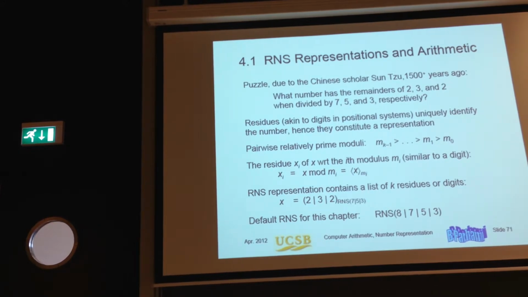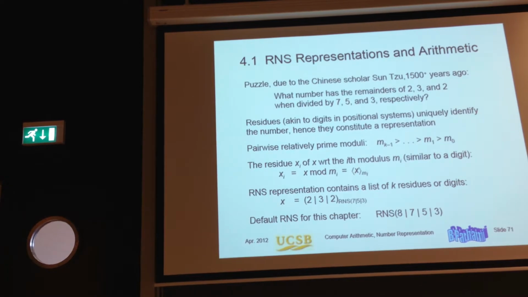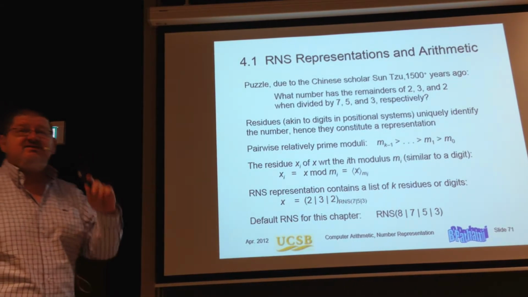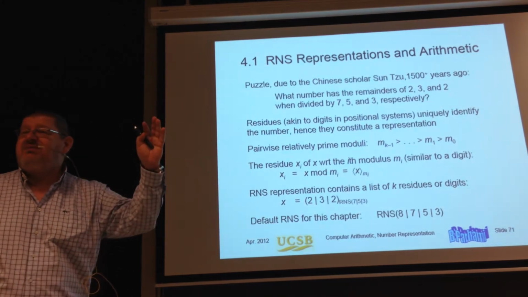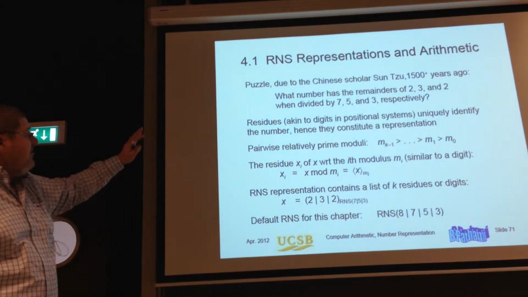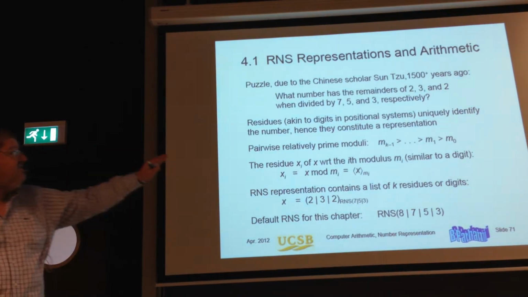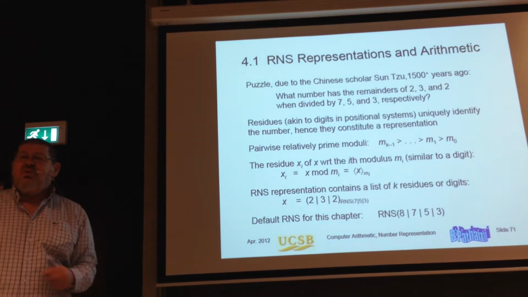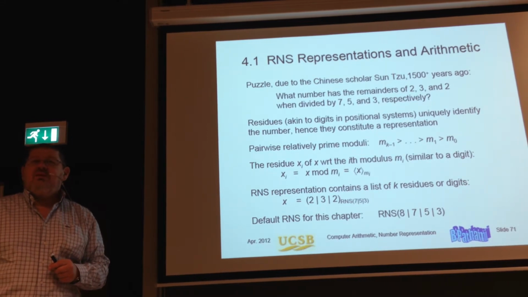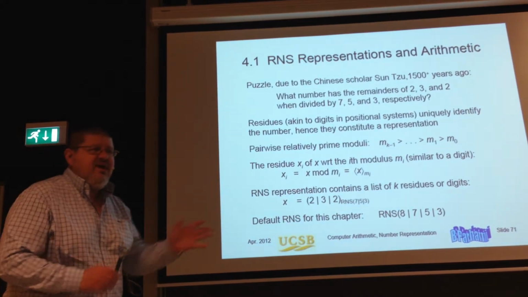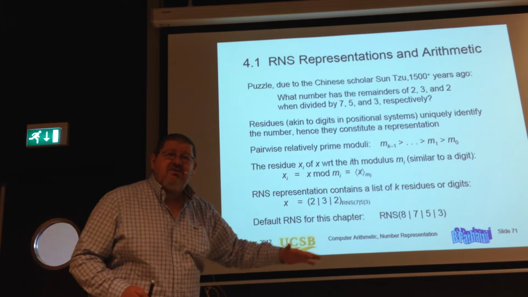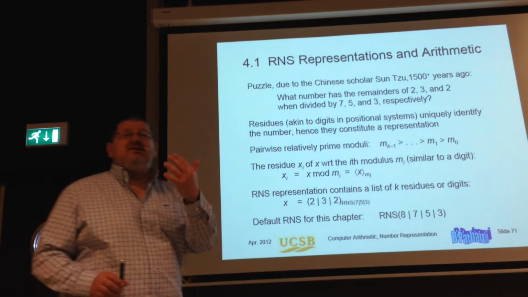But Sun Tzu also had a very interesting puzzle. He said, I have a number, and I won't tell you the number. However, I tell you the remainders of dividing this number by 3 other numbers. And he said, my number when divided by 7, 5, and 3 gives me 2, 3, and 2. What is the number? He was not doing what we are talking about here, but he was intrigued by that idea.